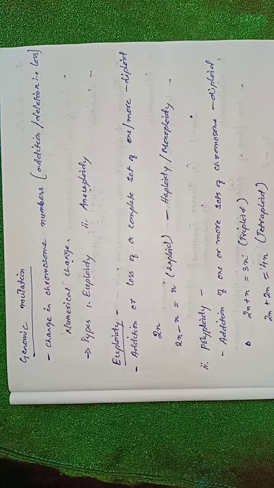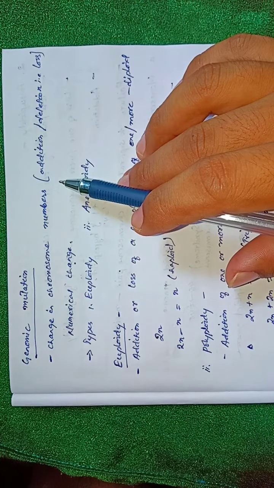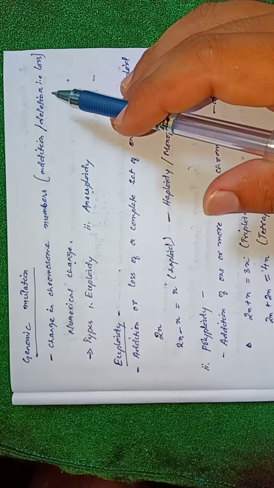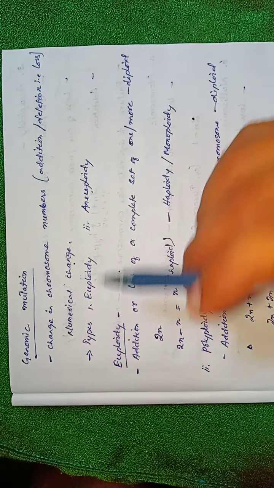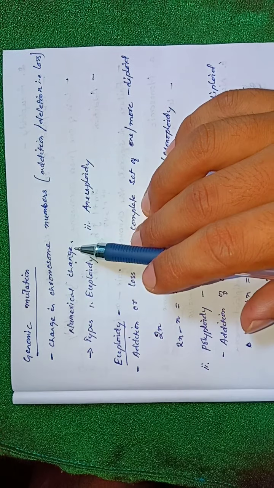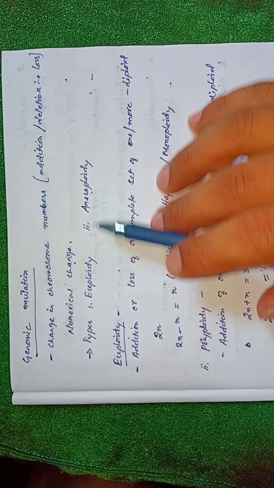Now let's come to the topic, genomic mutation. Genomic mutation refers to a change in the number of chromosomes. The change in number may be an addition or a deletion, that is, loss of chromosomes. So the change in chromosome number is also referred to as numerical change. Genomic mutation is of two types: one is euploidy, second is aneuploidy.